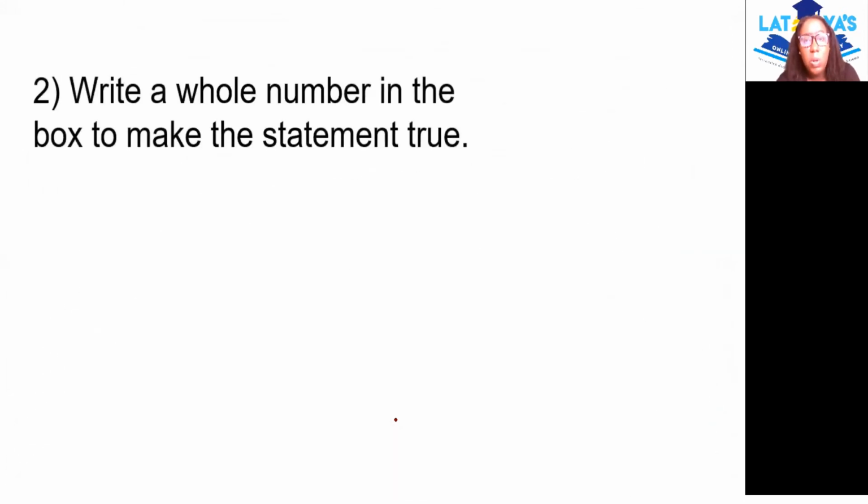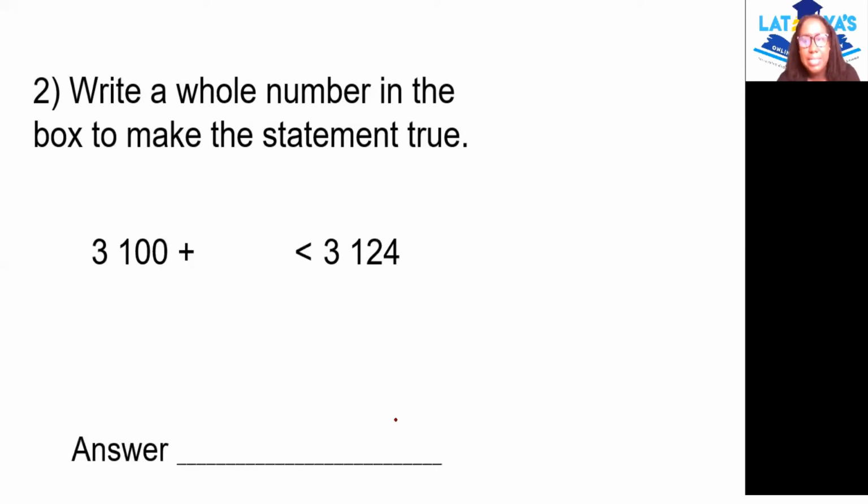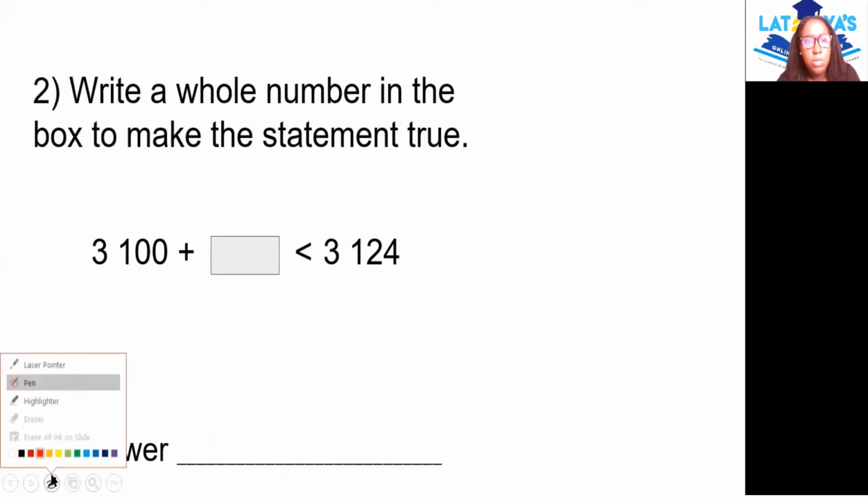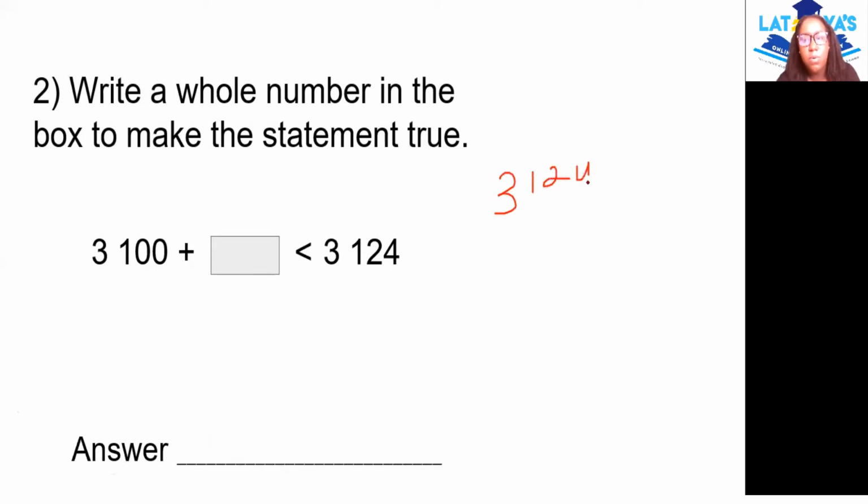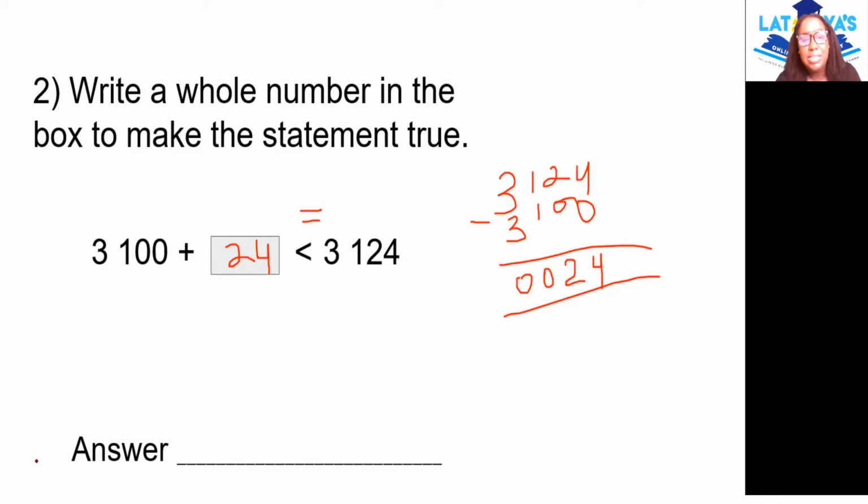Question 2, write a whole number in the box to make the statement true. Very simple question. We're going to do the opposite operation. We're going to subtract. 3,124 take away 3,100 is going to give us what? 4 take away 0 is 4, 2 take away 0 is 2. So we are getting 24. However, the question asks us to make this statement true. Now, if I put 301 plus 24, this is actually going to be equal to 3,124. So this answer will be wrong.